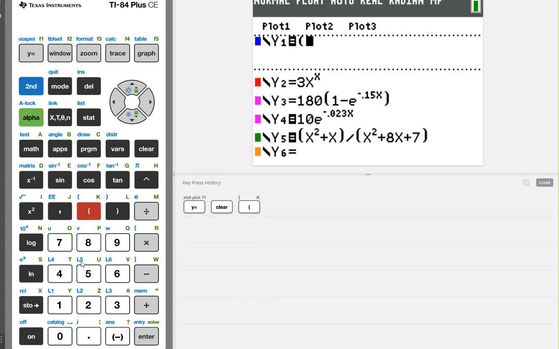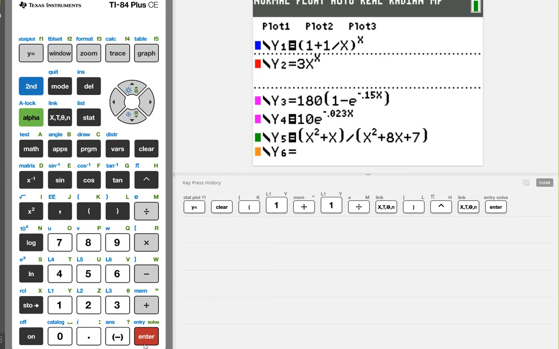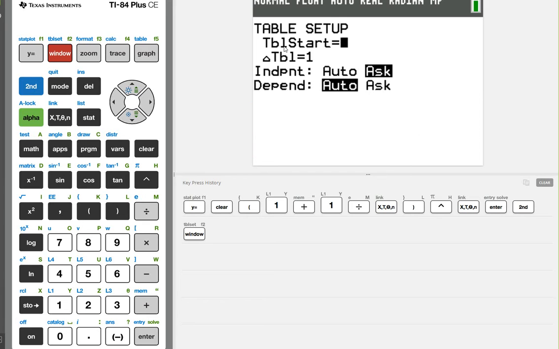So I'm going to put in 1 plus 1 divided by x raised to the x power. And that's going to be my sort of pretty silly example of calculating interest compounded so many times a year. And we'll see what happens when I compound in different periods, different rates. So with that formula in there, let me go to my table function. Now, quick look at the table setup. Keep your independent set to ask, dependent set to auto.